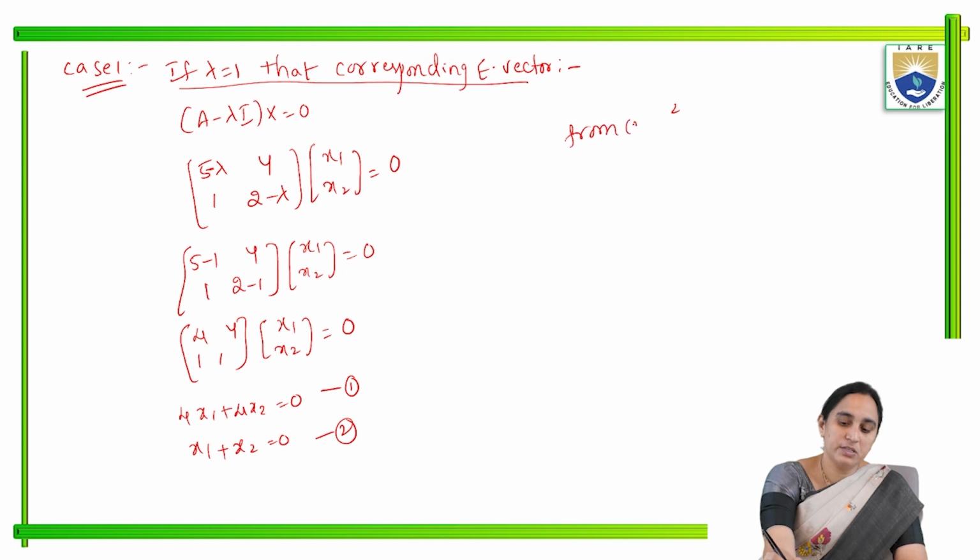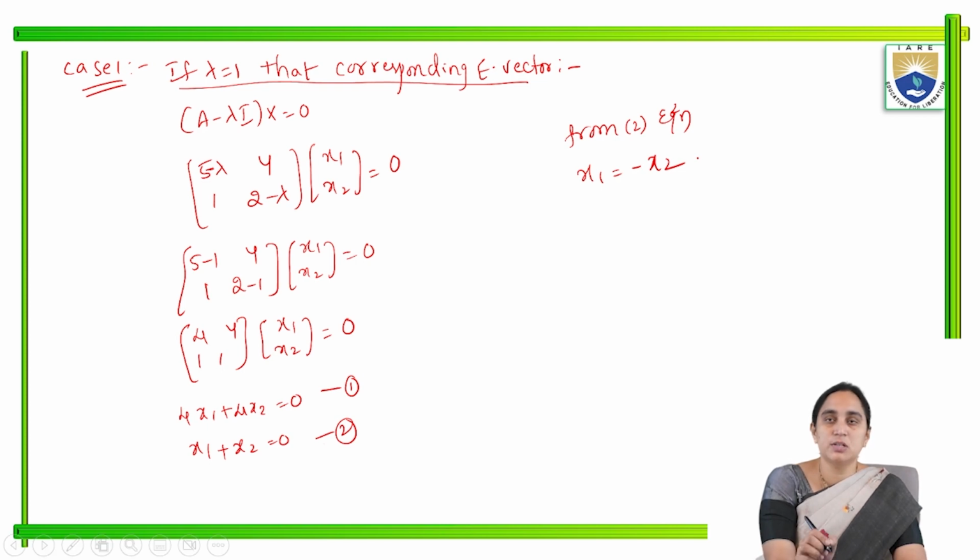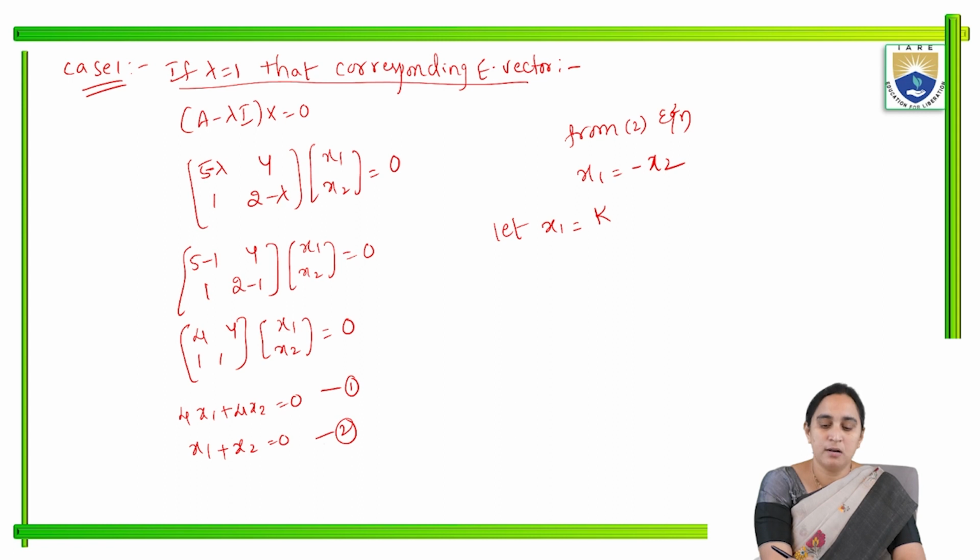From the second equation, x1 is equal to minus x2, or else from the first equation also we get the same, x1 is equal to minus x2. That means here we are not getting x1 and x2 values directly. For that case, we have to assume x1 as k or alpha. Okay, substitute in the above one.